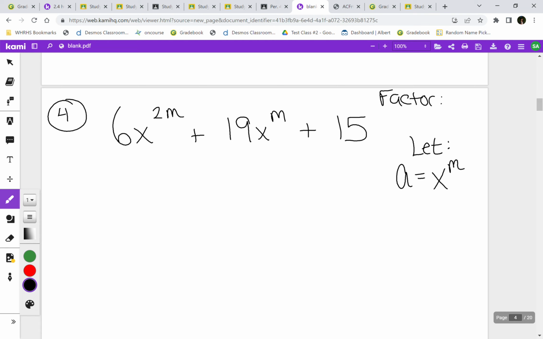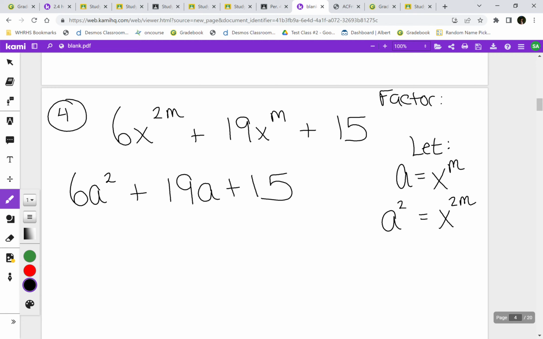So you're going to let the new variable equal the smaller exponent. So if a is x to the m, what do you think x to the 2m is represented by in terms of a? A squared. You got it. So what does this become? This becomes 6a squared plus 19a plus 15. Not as intimidating anymore, is it? Is there a GCF? No. All right.